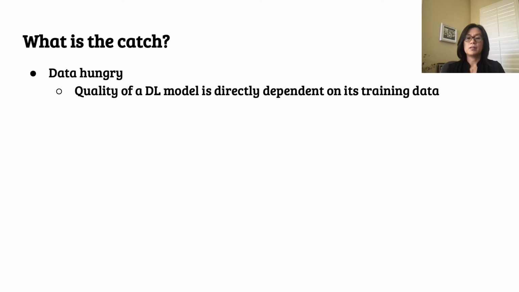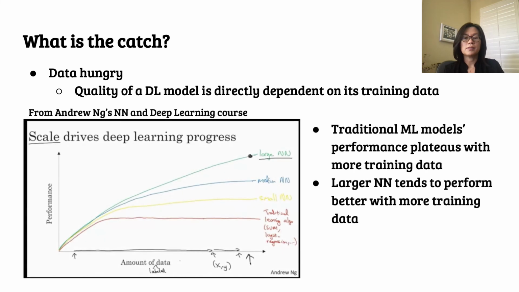So this all sounds too good to be true. So what's the catch here? As many of you are probably already aware, deep learning algorithms are data hungry. The quality of a deep learning model is directly dependent on its training data. And actually, the more training data you have, it tends to perform better. This slide here is taken from Andrew Ng's deep learning course.